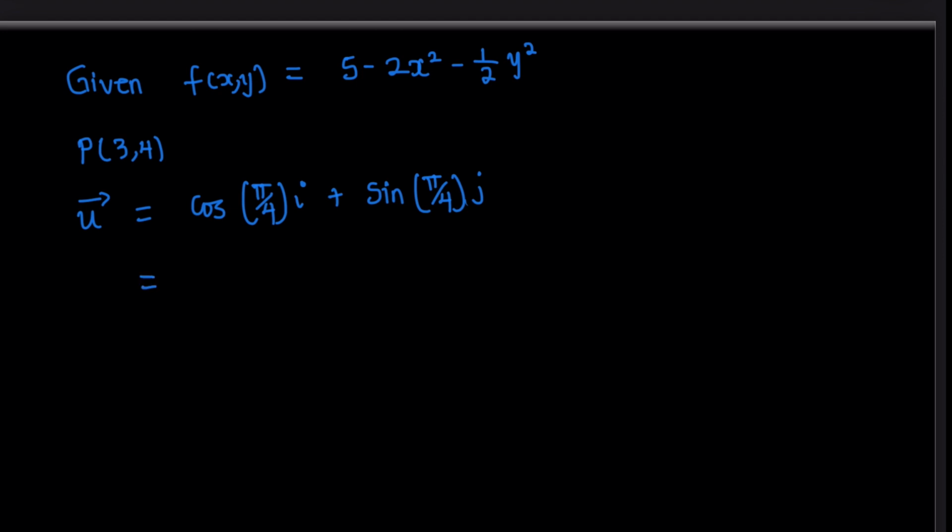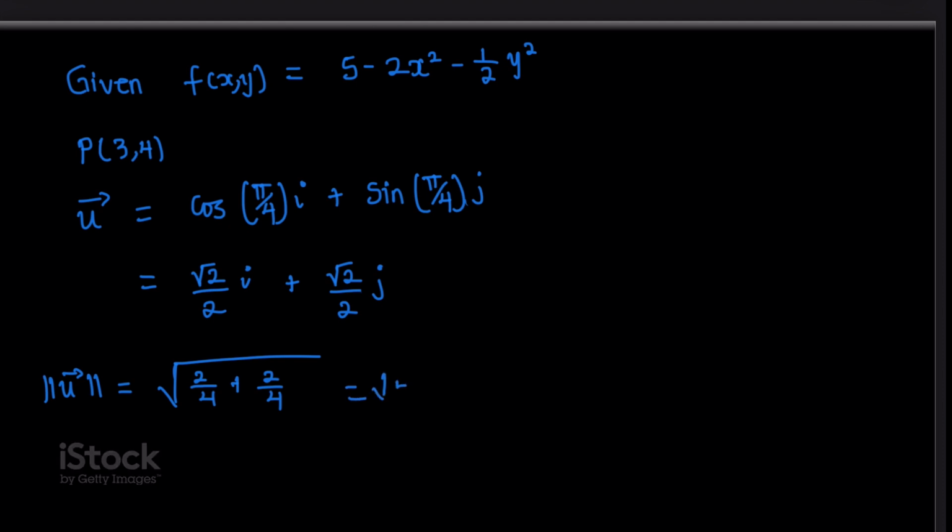So cosine of pi over 4 is square root of 2 on 2, and sine of pi on 4 is square root of 2 on 2. So now let's compute the magnitude of u to see if it's a unit vector. The norm of u will be the square root, then we square the entries, so that will be 2 on 4 plus 2 on 4, which is 4 on 4, and that's 1. So here we know that u is a unit vector. So we can now move on to solve our question.